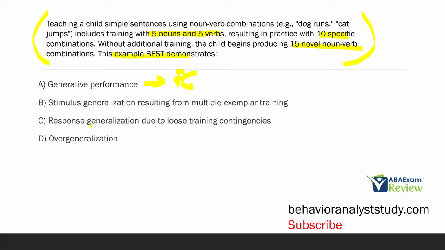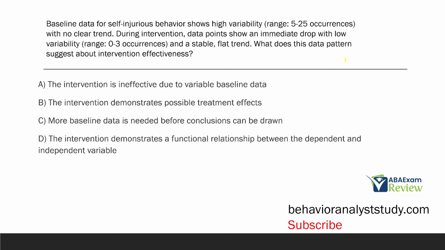C, response generalization due to loose training contingencies. It is response generalization in a way, right? However, we did not use loose training contingencies. It actually was very structured and systematic. And then D, overgeneralization. Well, it doesn't appear to be overgeneralized because we want more novel noun-verb combinations, right, as they learn. So this example best demonstrates A, generative performance.